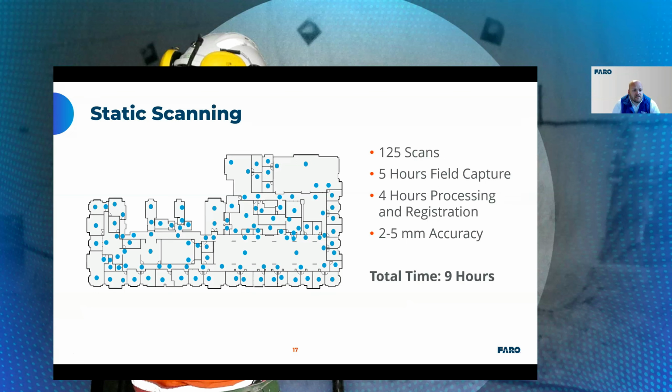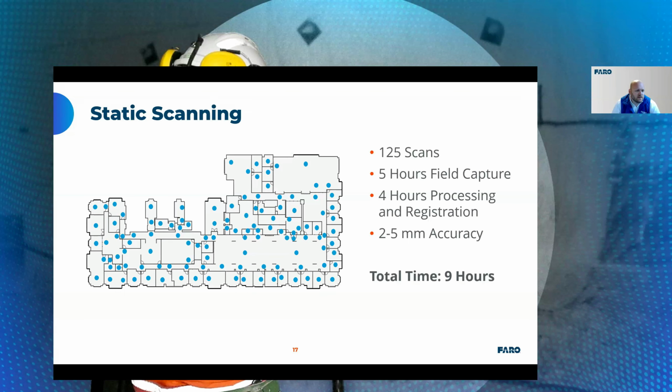Obviously, you can see this is a pretty complex office building or school or something of the like. As a very ballpark number, a data collection like this would be potentially 125 scans, potentially 5 hours of field capture by the time we get actual scan time, moving the scanner around, getting access to sites, things like that. When you get back to the office, we're probably looking at about 4 hours of processing and registration to get you an overall accuracy of about 2 to 5 millimeters.